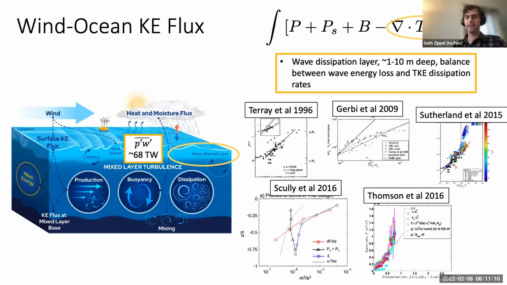I kind of want to highlight, I think this study is really interesting. The Scully et al. study is the only one that I'm aware of that directly measured the transport divergence terms and found that they actually do balance epsilon in the upper layer here. So if you haven't seen this, I think it's quite interesting. Suggest you take a look.